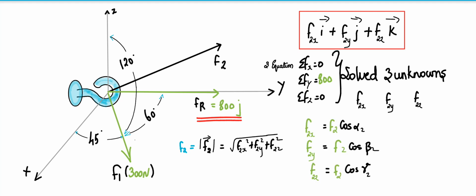Similarly, if I need the direction in this form, I know F2x and F2 value, so I can find the alpha 2 value, beta 2, gamma 2 value. By this I can solve for the value of alpha 2, beta 2, gamma 2. This way we can solve any kind of problems that are given in 3 dimensions.